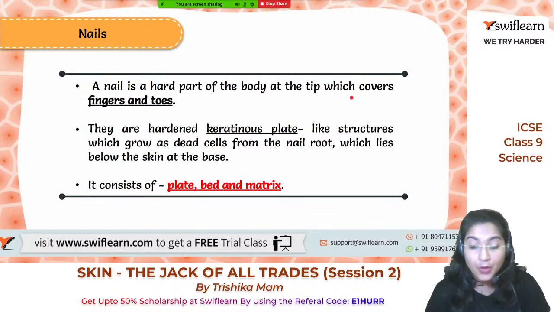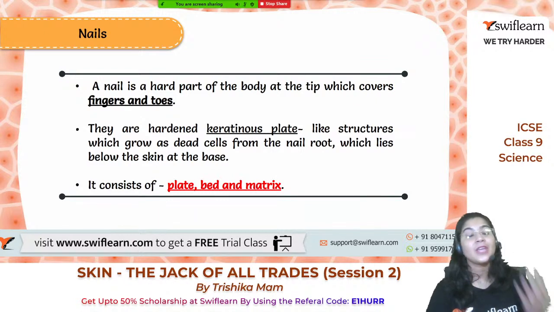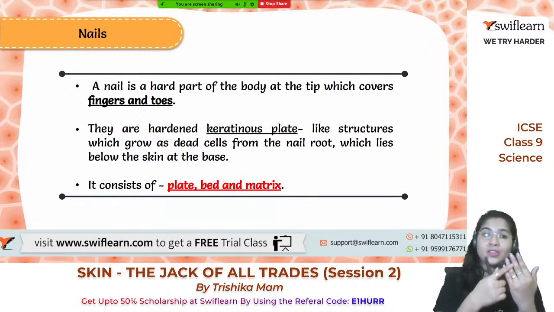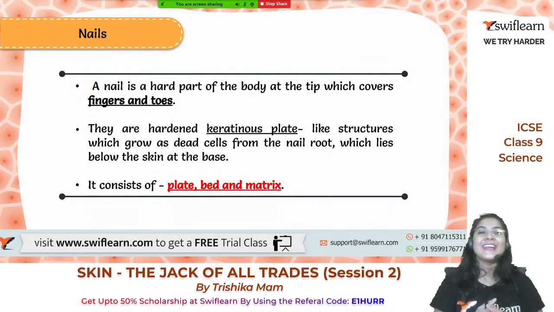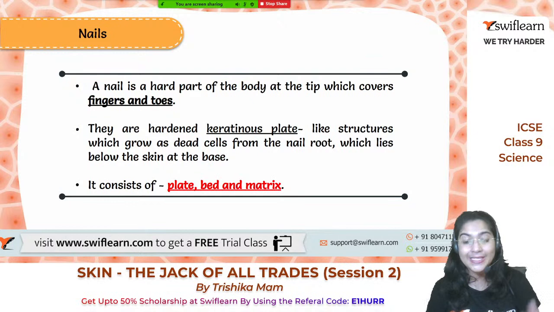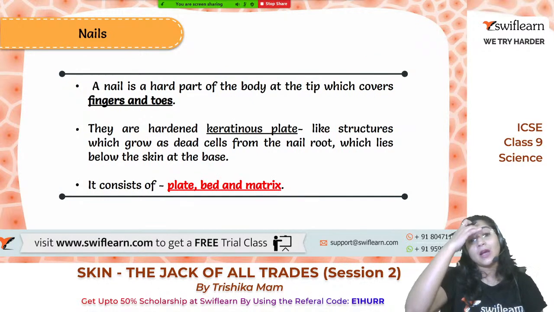Now let's move on to the next derivative, that is the nails. We have the hard portion of our body, that is the nails. We have the nails on the fingers and the toes, right? The 10 fingers and the 10 toes, right? So they are also hard. Why? Because of the presence of the keratinous plate. These are also made up of the protein keratin, and this keratinous plate basically gives them the hardness.